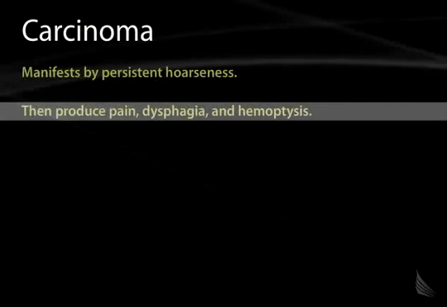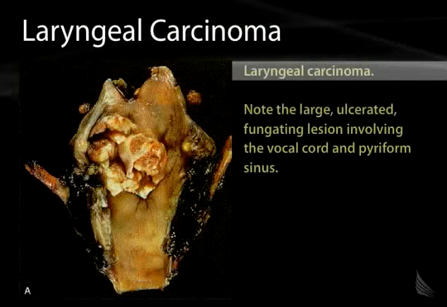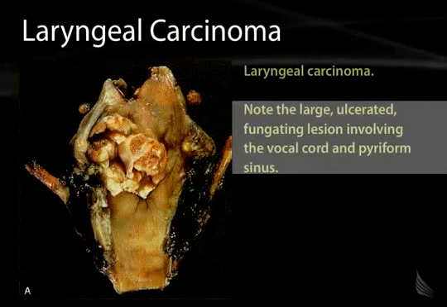Carcinoma of the larynx is manifested often by persistent hoarseness, which then, as the tumor develops, goes on to produce pain, dysphagia, and hemoptysis. This slide here shows an example of laryngeal carcinoma. The larynx itself has been inked black and then opened along the posterior aspect. You see a tumor here which is affecting both the true and false vocal cords, and from its ulcerated appearance may have actually spread through the wall of the larynx.